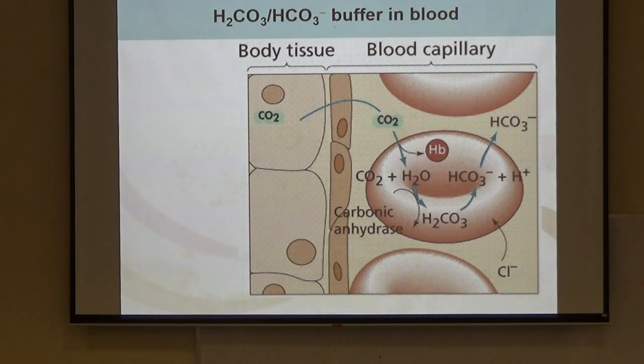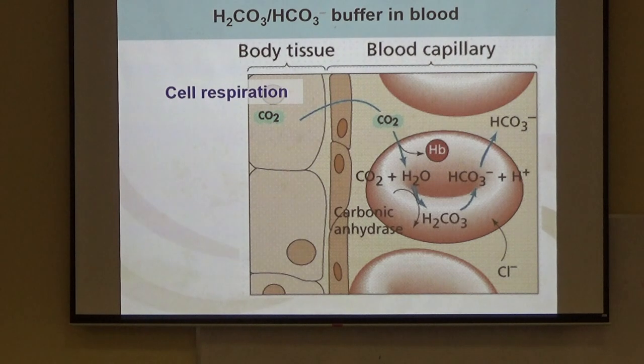The CO2 can get attached to the hemoglobin, which is the stuff that makes your blood look red. It also carries oxygen. Or once the carbonic anhydrase goes in, it can dissociate to give you hydrogen carbonate plus H+.